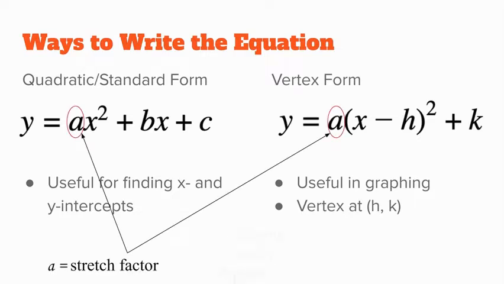The one thing that both equations have in common is a, your stretch factor. So just from looking at this value, you can tell if your graph is going to be skinnier, wider, or flipped. Just remembering that if this number is greater than 1, it'll be skinnier. If it's less than 1, it'll be wider. And then if it's negative, it is going to be flipped upside down.